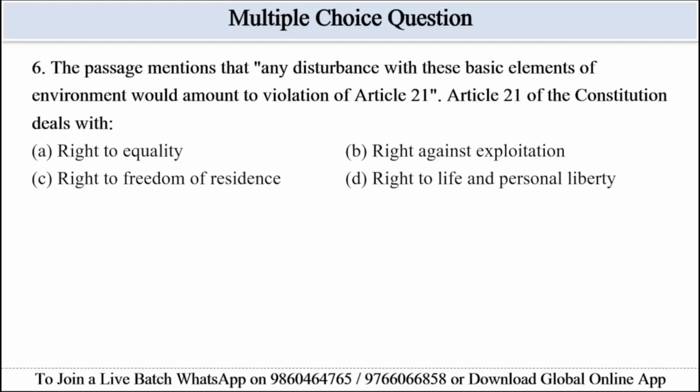Article 21 of the Constitution deals with. Options are given: right to equality, right against exploitation, right to freedom of residence, and option D, right to life and personal liberty. So let's eliminate options.